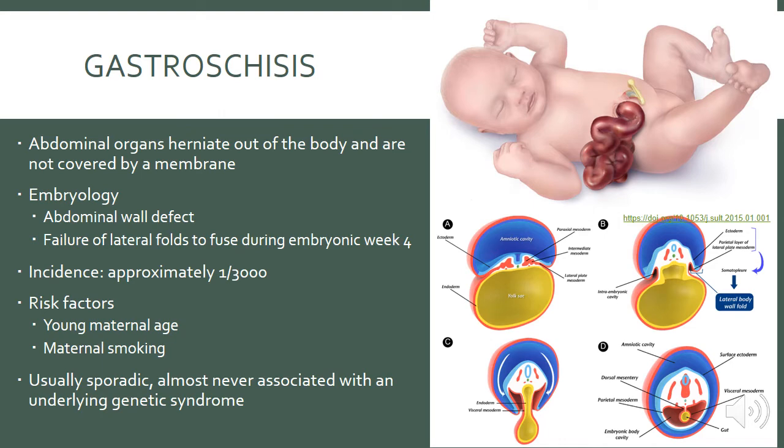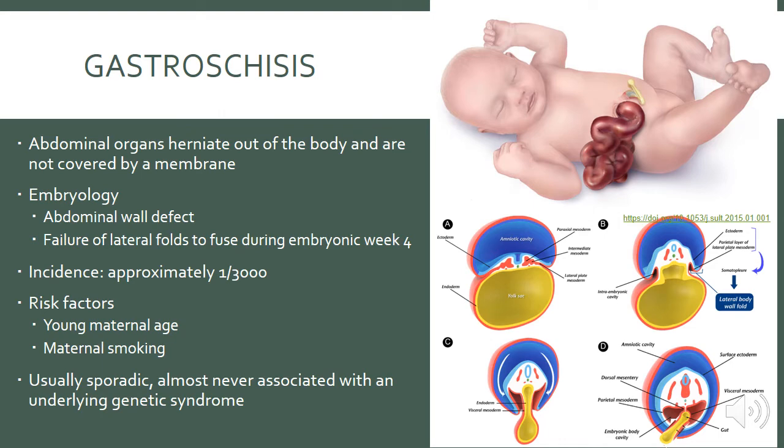Now, how does this happen? Well, what they're showing in the picture here is that as the lateral folds are coming together, if they don't fuse, you can actually end up with the gut tube extending outside of the baby's body. Now, it's a relatively rare birth defect, 1 in 3,000, but not so rare that we don't see a couple of them a year in the prenatal practice that I work at.